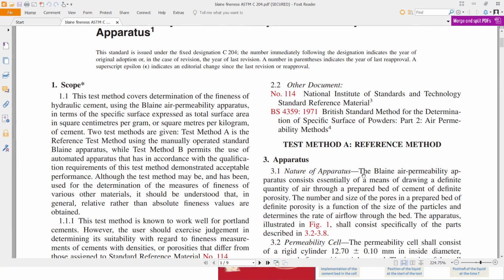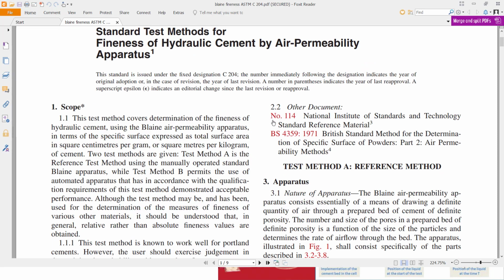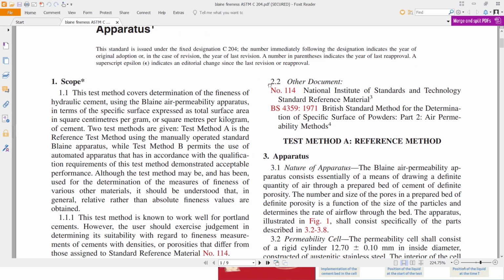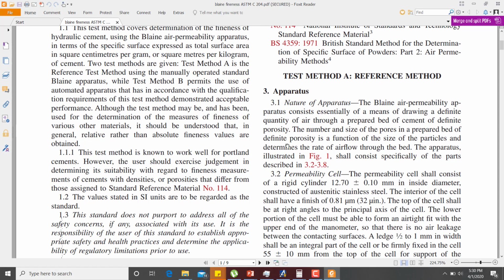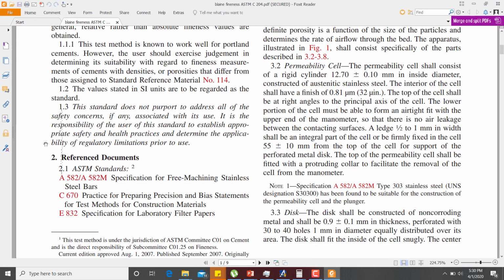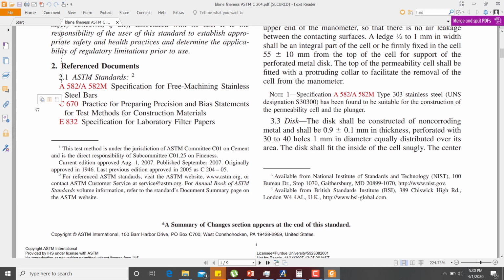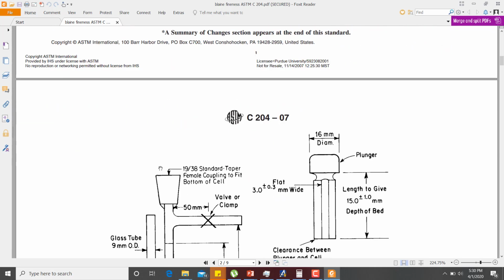So this is ASTM 204, which we have followed for calculation of surface area using the Blaine Air Permeability apparatus. In this ASTM reference standard, you will need all the accessories or equipment which we have used, including the Blaine Air Permeability apparatus, its cell, its plunger, its perforated disc. Then you have filter papers.